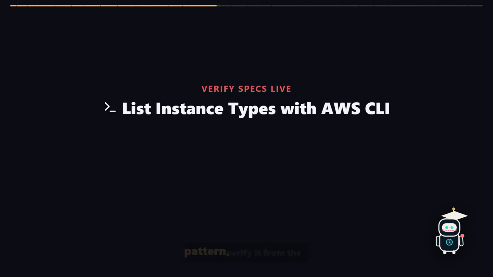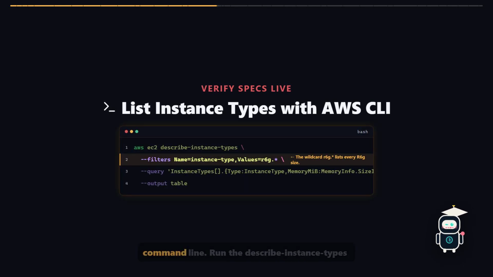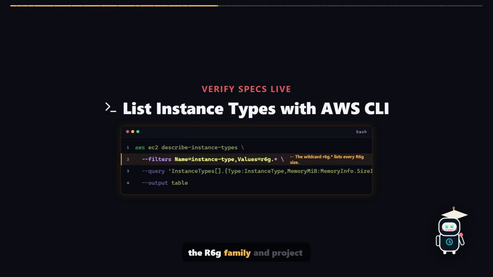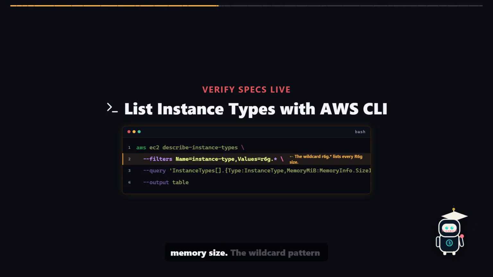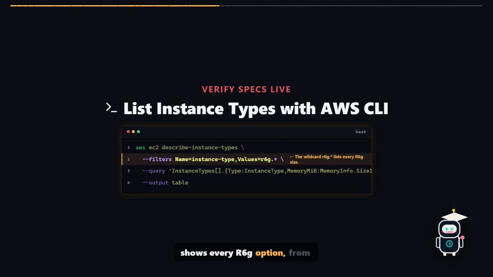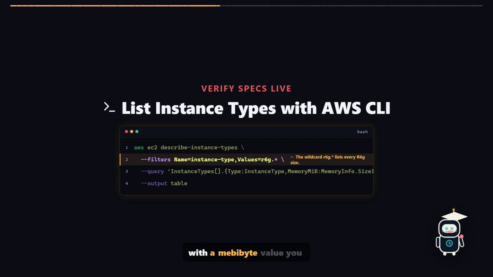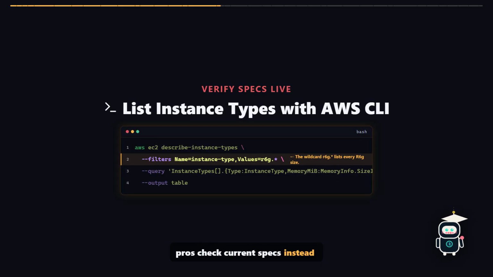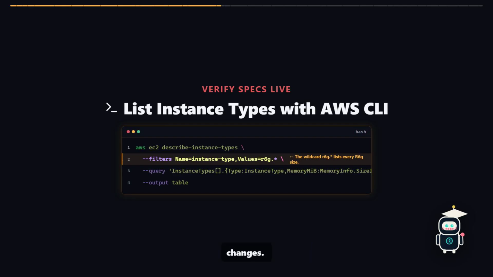Once you know the naming pattern, verify it from the command line. Run the Describe Instance Types command with a filter for the R6G family and project the instance type and its memory size. The wildcard pattern shows every R6G option, from small to 16x large, with a MB value you can compare. This is how pros check current specs instead of memorizing a table that changes.